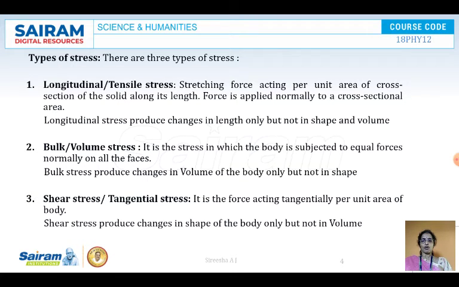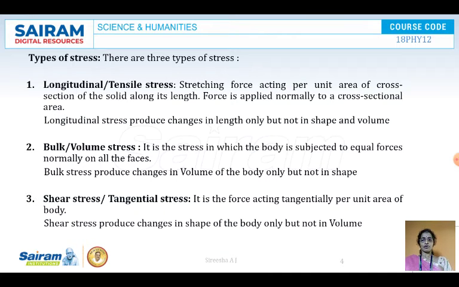Similarly, take a normal rubber ball. If you press it, what will happen? It is a stress because you are giving a pressure normal to the body, normal on all the faces, due to which the ball shrinks. There is a change in the volume of the ball. That stress is called a bulk stress.